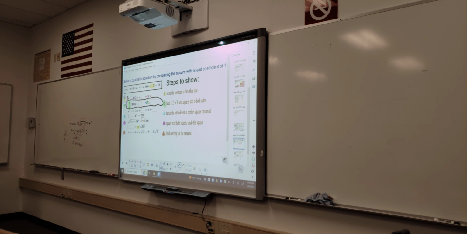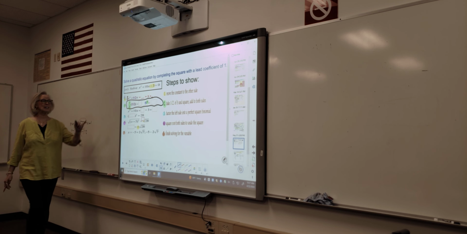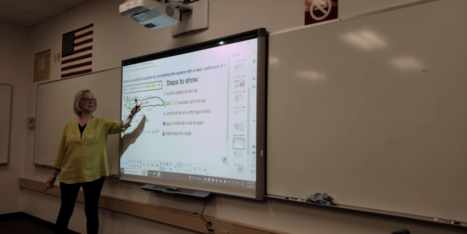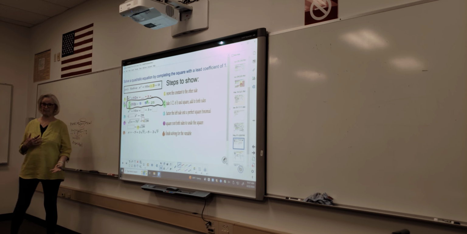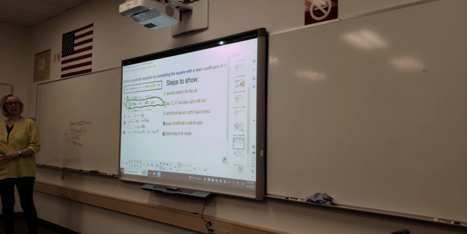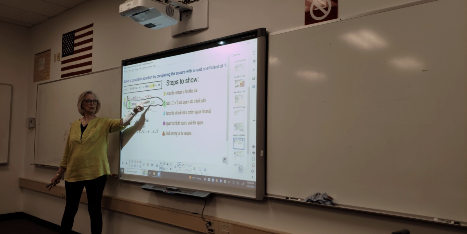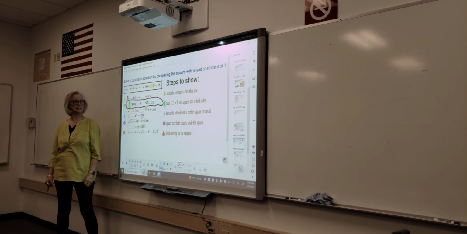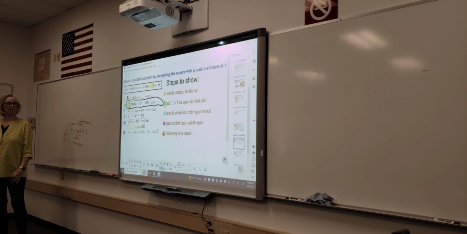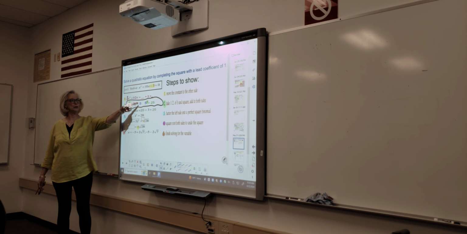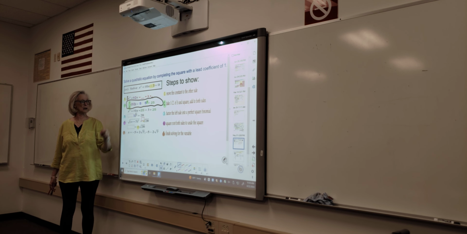What's half of 10? 5. And what's 5 squared? 25. So this is called your work, and you're going to show me these steps so I know where you got your 5 from and where you got your 25 from. Now the green number, the 25, goes in this statement there. And what's my binomial squared? X plus 5. We use the blue number here to go in the binomial.